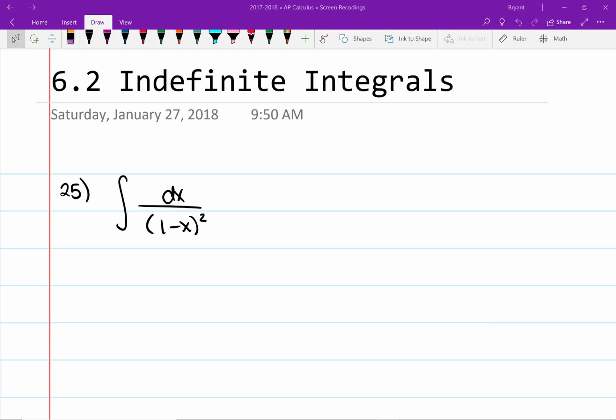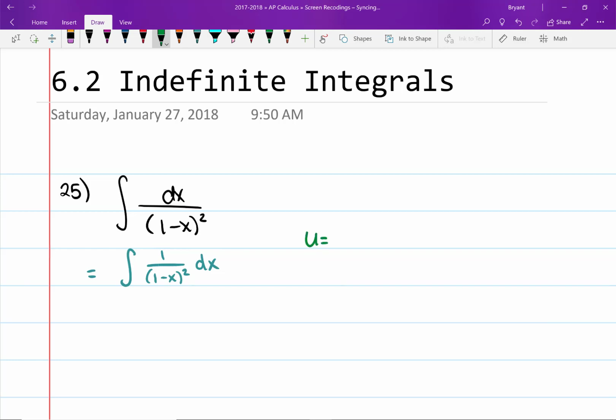Alright, number 25. This is the integral of dx divided by 1 minus x quantity squared. This is where we need to do a little bit of rewriting to make the problem easier. I'm going to rewrite this as the integral of 1 over 1 minus x squared dx, just to show you the dx is off to the side. So now we're going to do our u sub.